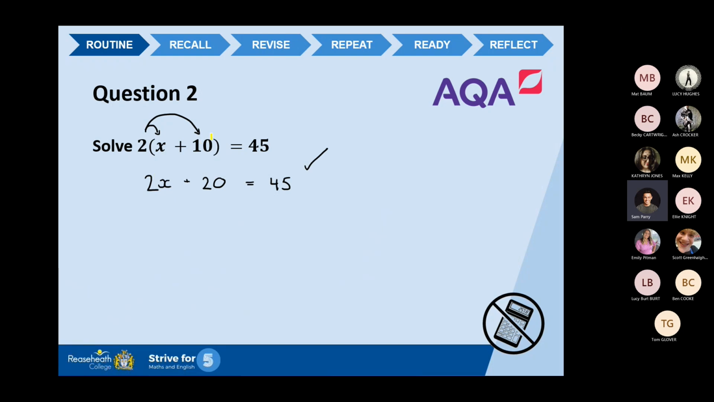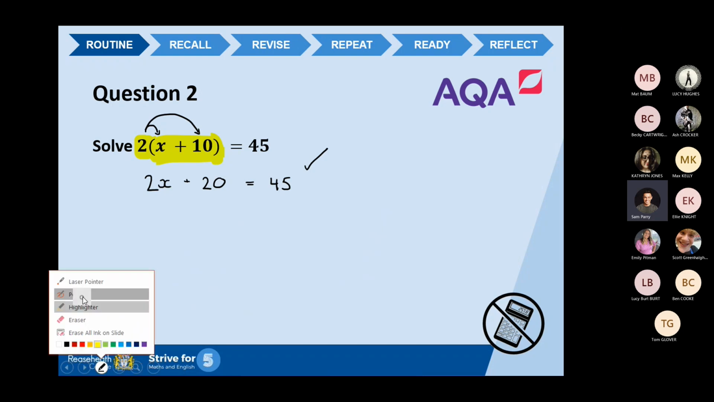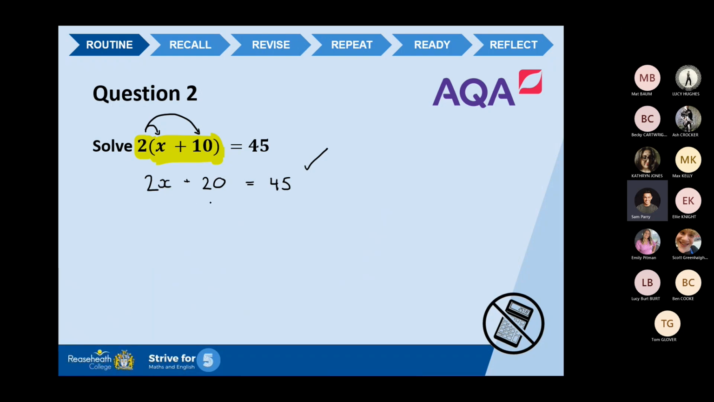Now, the reason why I'm highlighting this is because sometimes in an exam, there might be a question and it might be quite difficult. It might look quite confusing. But if there's a set of brackets that you can expand, just do it because it picks you up a mark, okay? Now we just need to solve this equation. So plus 20, we want to take it away. So we minus 20 from both sides. That leaves me with 2x equals 25.